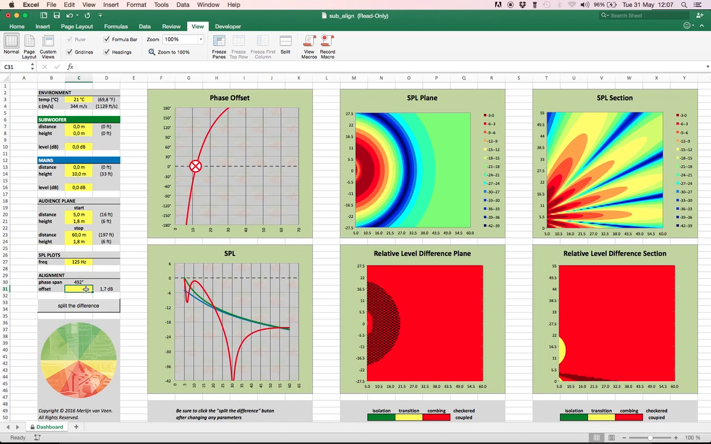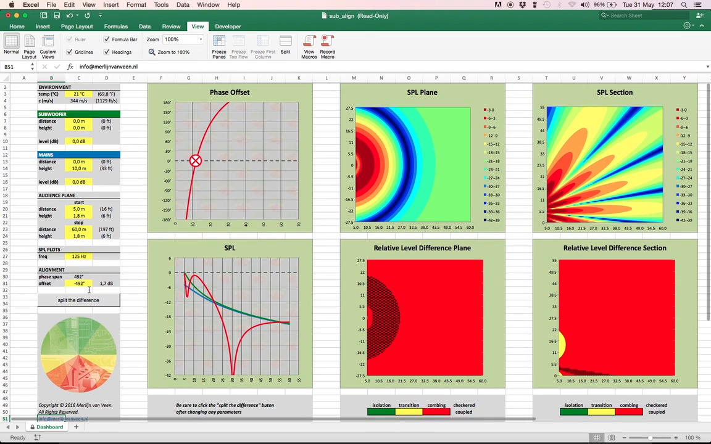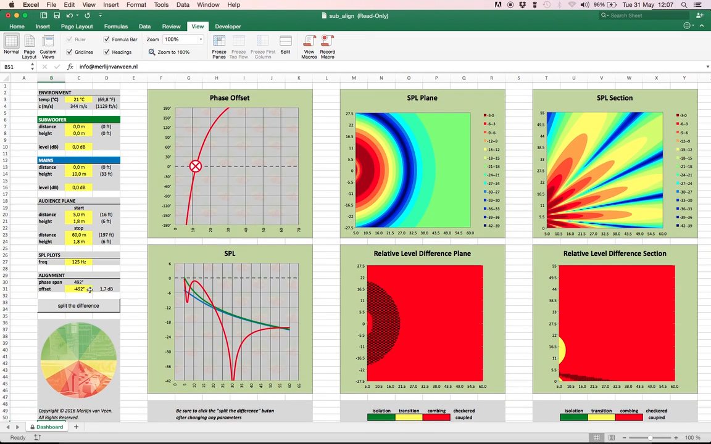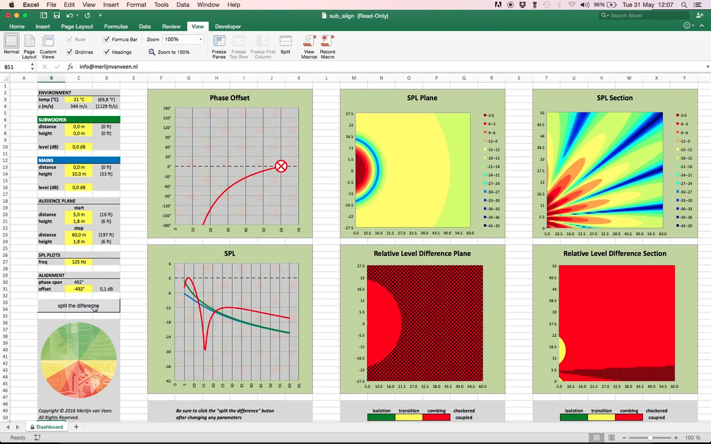That's done by entering an offset value. So if we enter in this yellow box minus 492 degrees, which is currently the scope of our problem, and we press the button split the difference again, we will see that the alignment position has now moved to the rear of the audience for 125 Hertz.